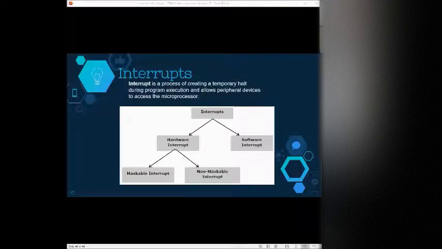Now, we have the maskable interrupt, or the INTR. It's maskable because the microprocessor will be interrupted only if interrupts are enabled using the set interrupt flag instruction. It should not be enabled using the clear interrupt flag instruction. So basically, these are all the interrupts.